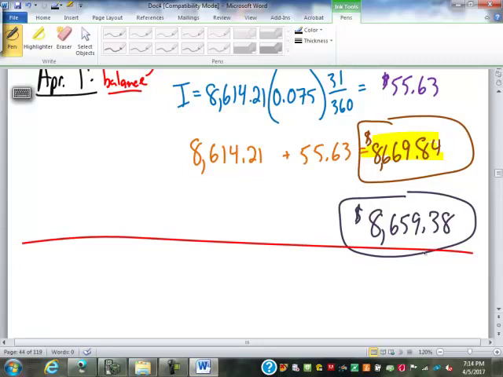If I subtract them out, it's like $10.46. The 86.59.38 is what I had before, and I got the 86.69.84 on the second one. Okay.